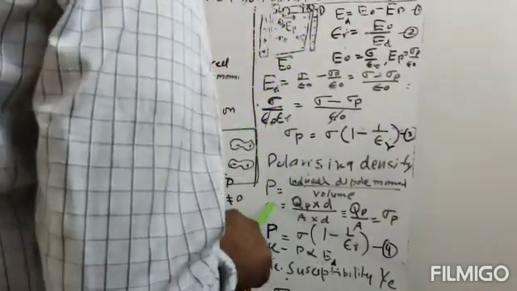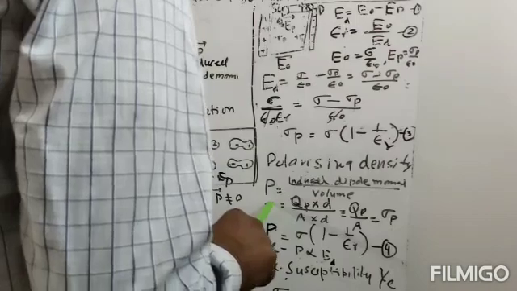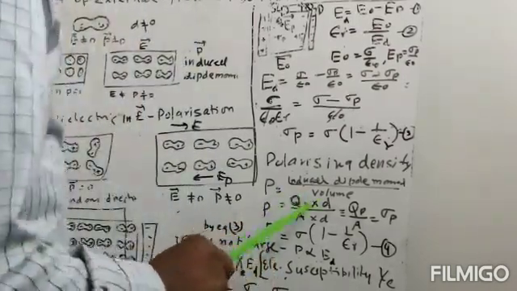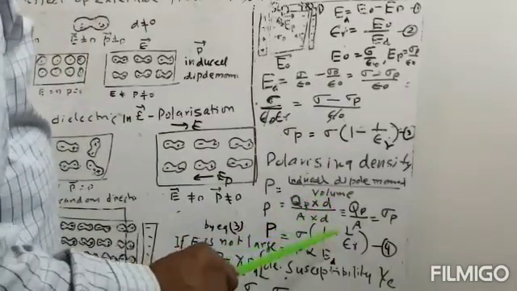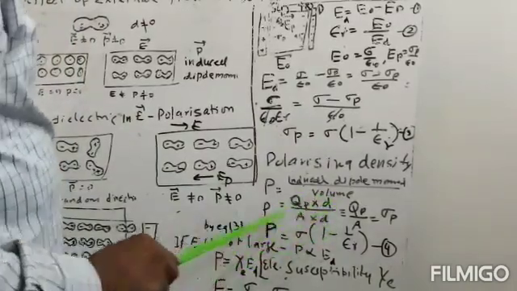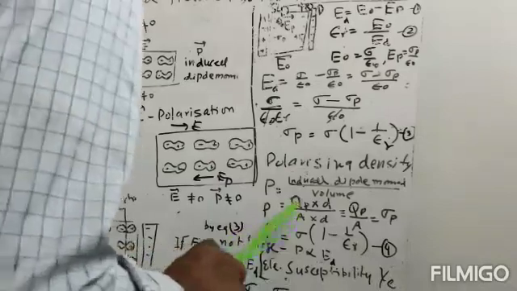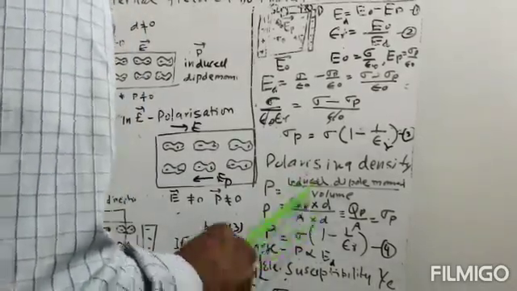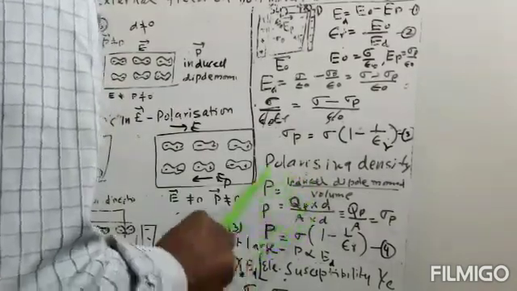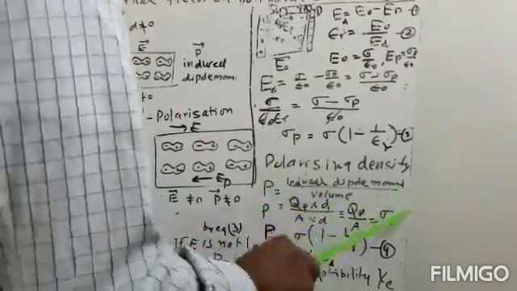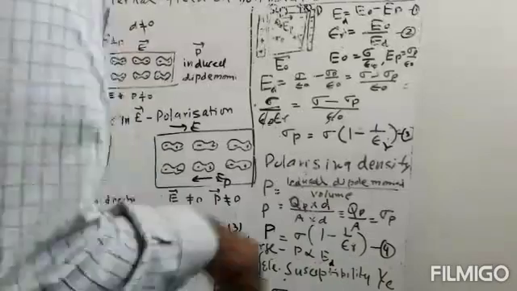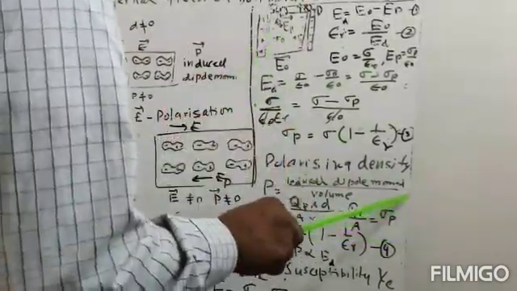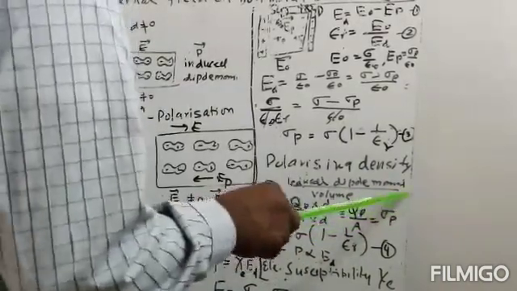So this polarization density P will be equal to Qp into d divided by A into d. The d will cancel, so it will be equal to Qp divided by A, which is the charge density of polarization, sigma P. So this will be equal to sigma P. This is one relation we have found.